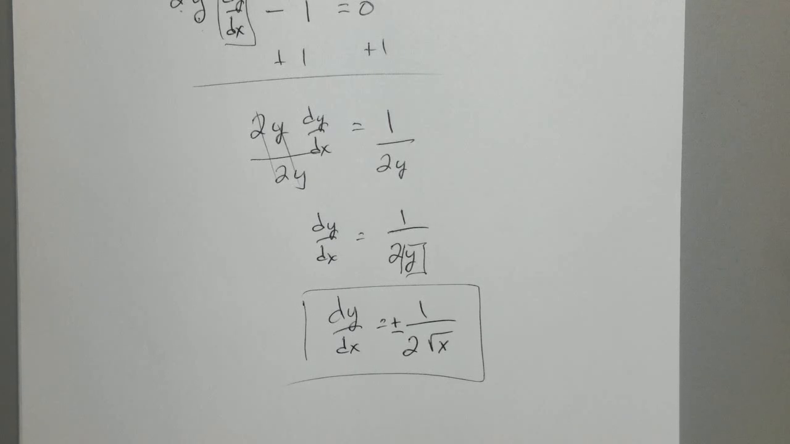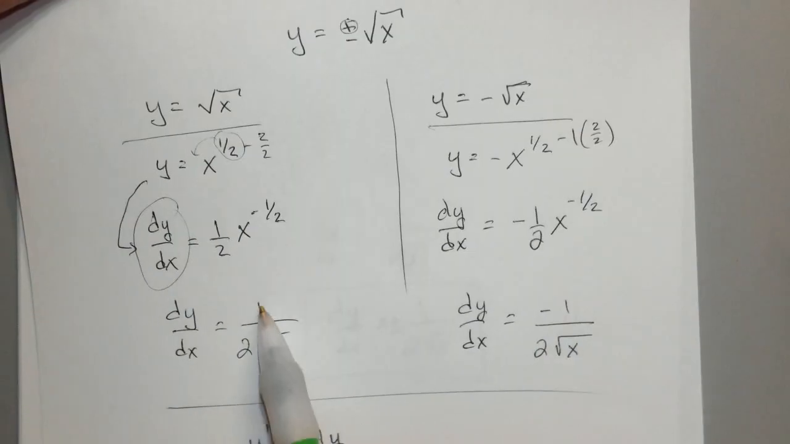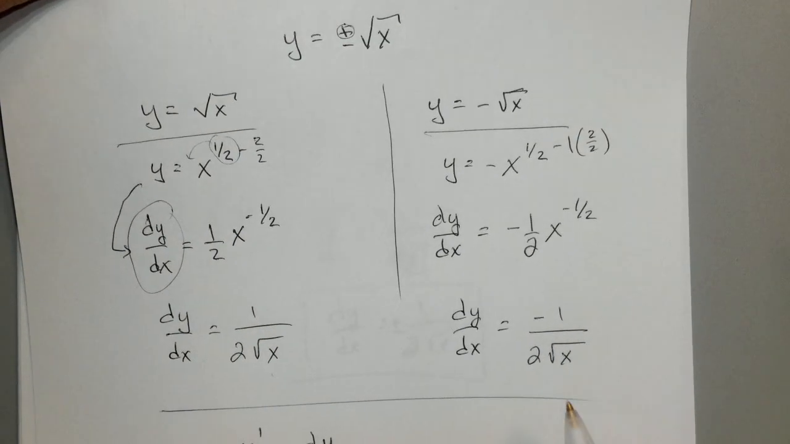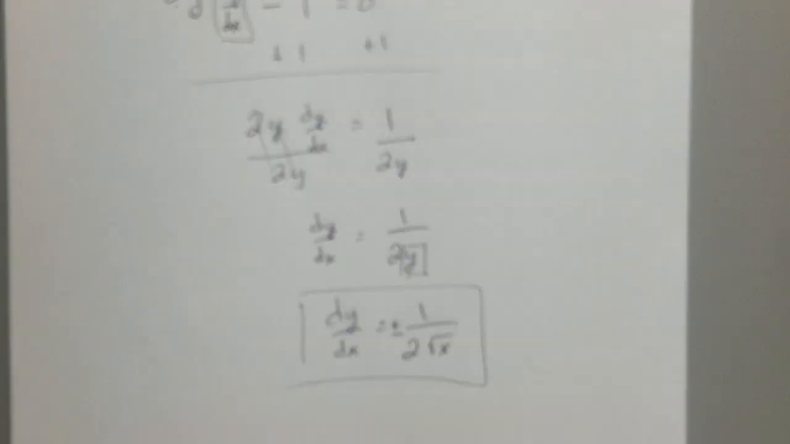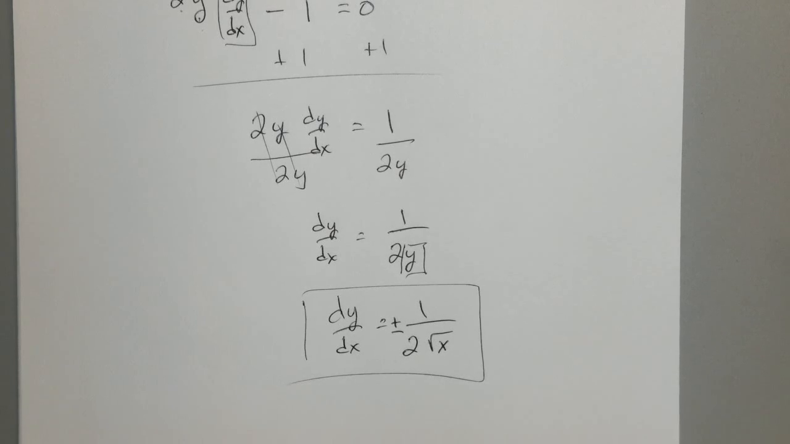Isn't that what we found out last time? Positive, negative 1 over 2x radical x, let's say. Which method's faster? Implicit is a lot faster because it does it all in one swoop. Let's see another example.